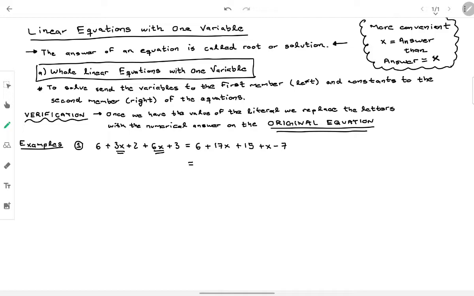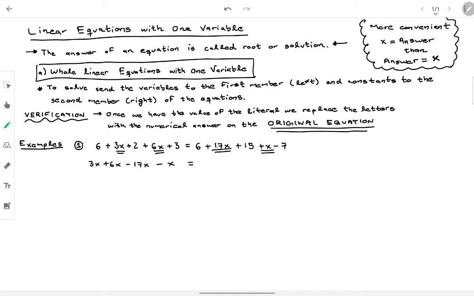We will put the letters in the first member of the equation. That means 3x is positive; it doesn't move because it's on the left part. The 6x is also on the left part of the equation. The plus 17x will change to the first member of the equation. Remember, if we change a term to another member of the equation, we need to do it with the opposite operation. In this case, plus will become a minus. And this plus x will change also to the left; it will become minus x.